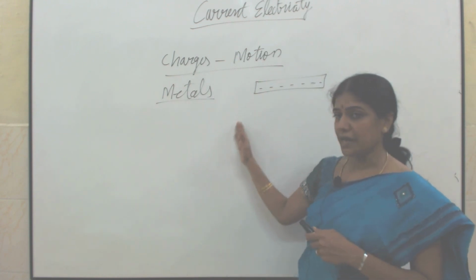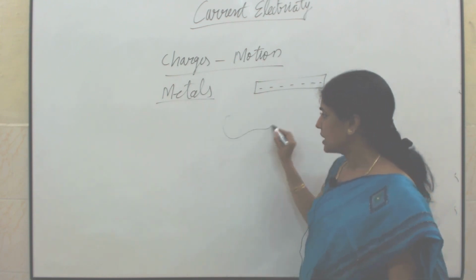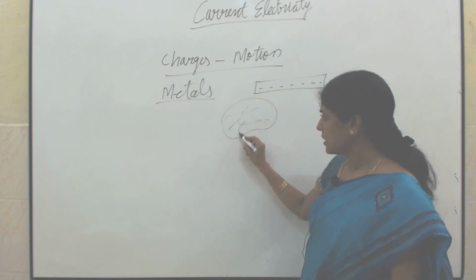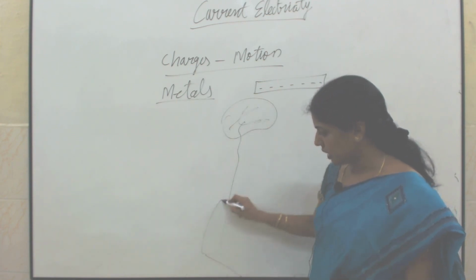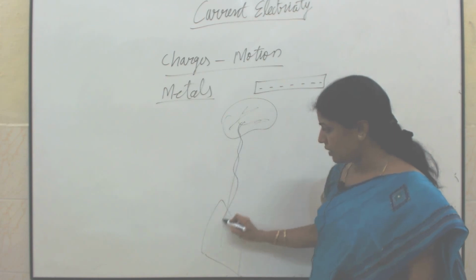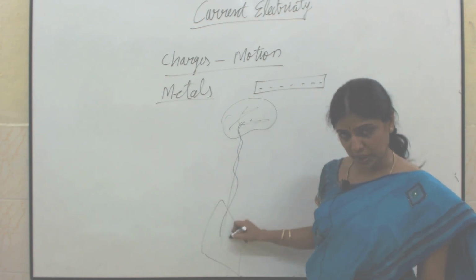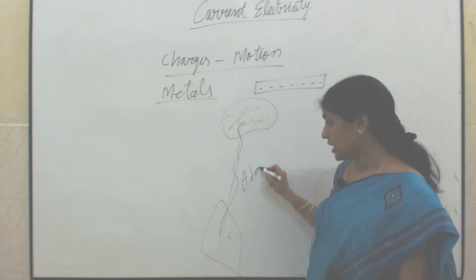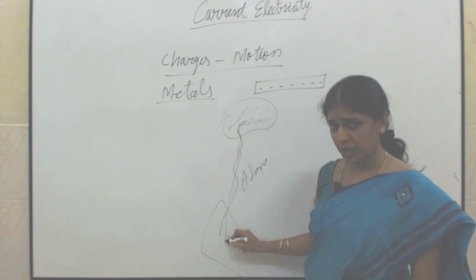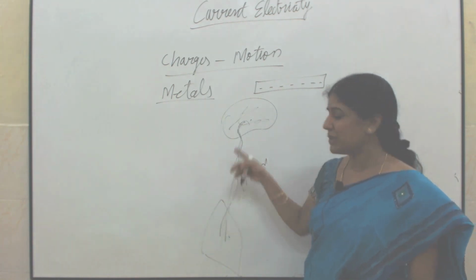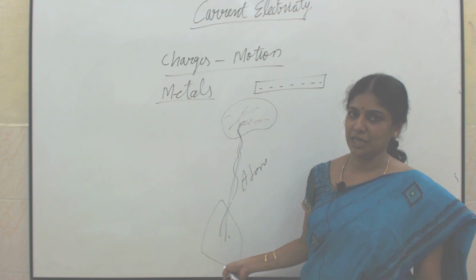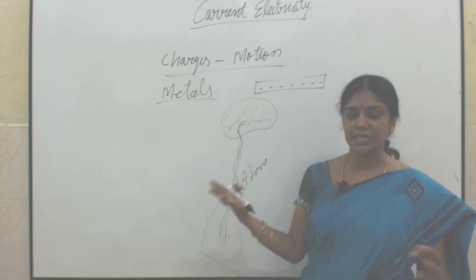So when there is lightning, what is happening? Here there is a cloud, the lightning effect. This is the earth. The charges are flowing from the cloud to the earth through the atmosphere. The charges which are flowing constitute the current, but they are not flowing in a steady manner.